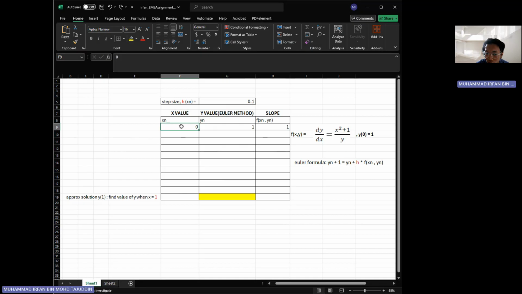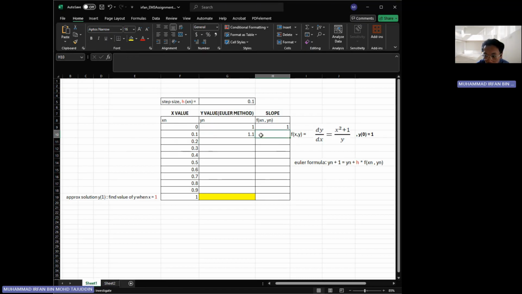I start with 0 in cell F9, and then in cell F10 I type F9 plus 0.1. This increases x by 0.1 at each step. I drag it down until x is equal to 1, sorry. The next column, the y value, estimates the value using the Euler method. I enter the initial value 1 since y0 is equal to 1. Then in cell G10, I type in the Euler method: G9, the previous value of y, plus 0.1, the step size, times H9, which is the previous slope.